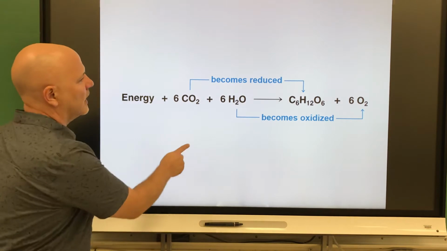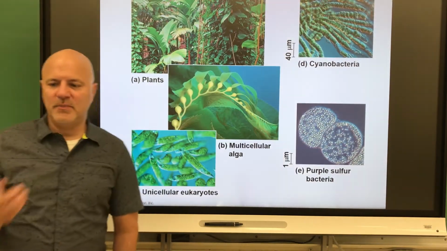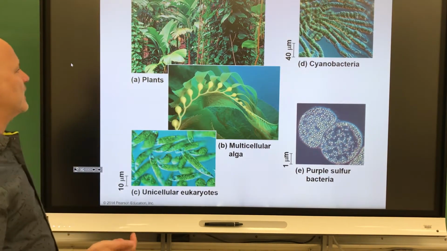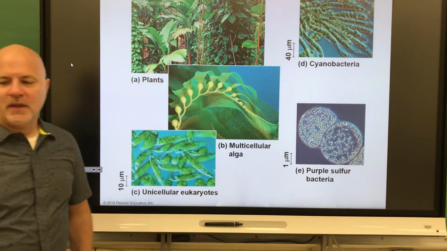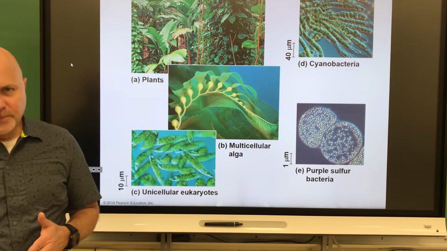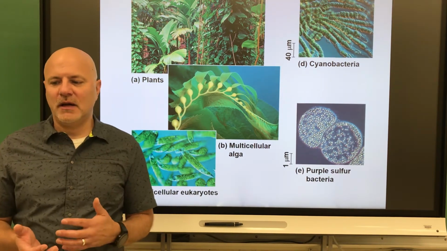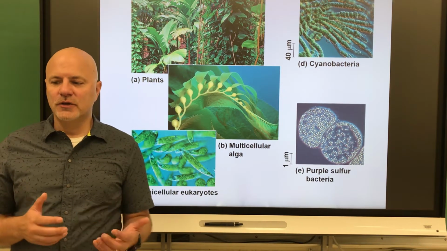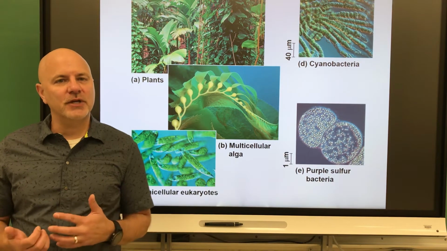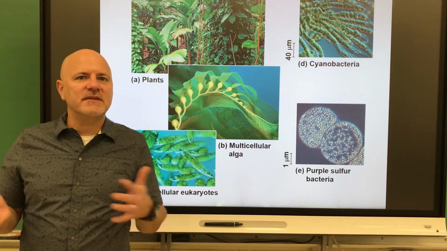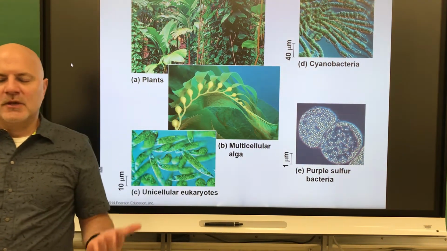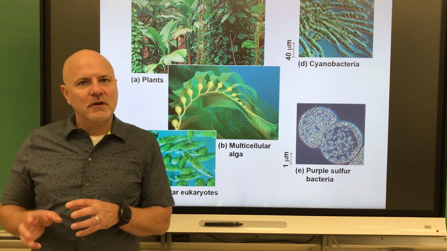In terms of organisms that do this: plants, algae, cyanobacteria, photosynthetic bacteria. Now, with these organisms, half of the products of photosynthesis are used directly by that plant for energy. So just like we eat to get energy into our body, they're going to photosynthesize to get energy into their bodies. So half of it is used for energy.